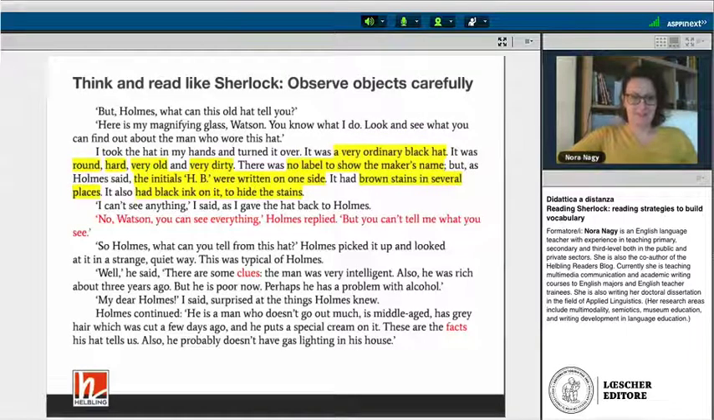As you can see, just in this one paragraph, if you look at the slide now, there's a lot of information to talk about the hat. And I have highlighted a really important sentence from Sherlock Holmes here. He says, "No, Watson, you can see everything," Holmes replied, "but you can't tell me what you see." This sentence is really important because it reminds us that even if we see something, we also have to find the right words to describe them meaningfully. And passages like this help us understand how much information we can give about an object, for example. So these clues and facts can help us solve crime.